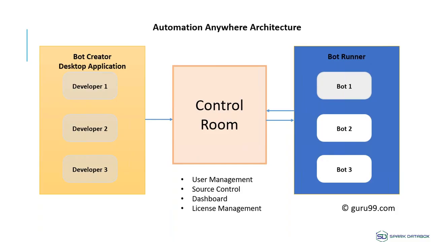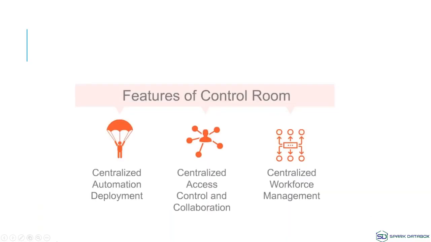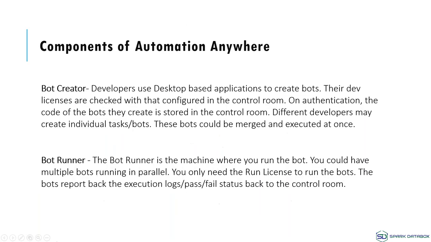Okay, so that's the idea we have discussed. Then we discussed the features of a control room, which include centralized automation deployment and centralized workforce management. Important components include the bot creator, bot runner, bot insight, bot store, and three types of bots we discussed: task bots, meta bots, and IQ bots, right?